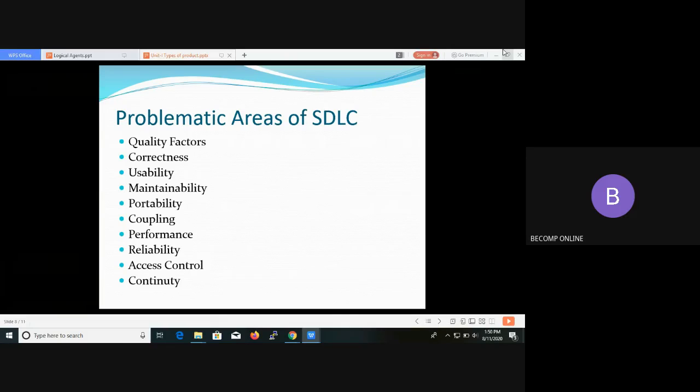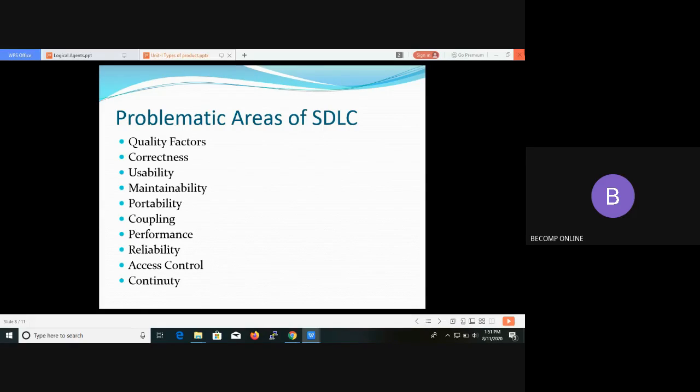Correctness defines the accuracy of the outcome. Usability means the effort needed to learn, operate, prepare the input and understand the output. Maintainability means the effort required to find and fix a defect. Portability means we can transfer the software from one hardware or software configuration to another. Coupling means the effort required to integrate system requirements or system components. Performance is the amount of resources needed to perform the required functionality. Reliability means the system remains functional over a longer time period.